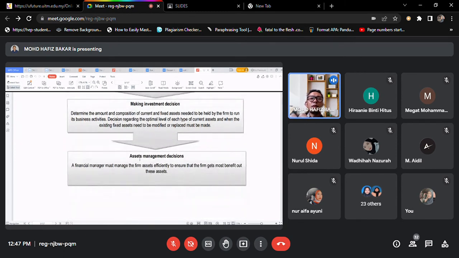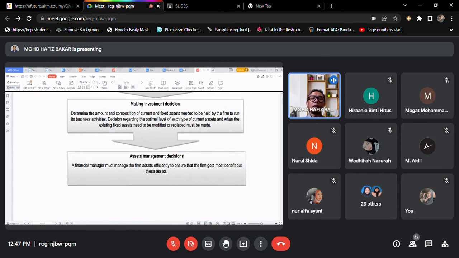And the last one is asset management decision. Assets include the properties, the employees, all of the equipment, factory, car, lorry, truck, and so on. All of the assets.